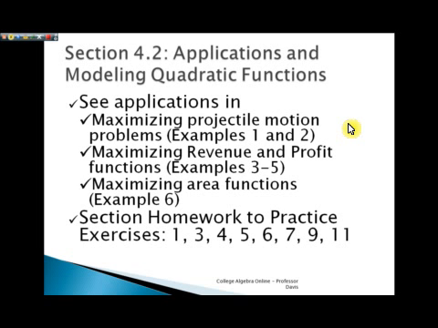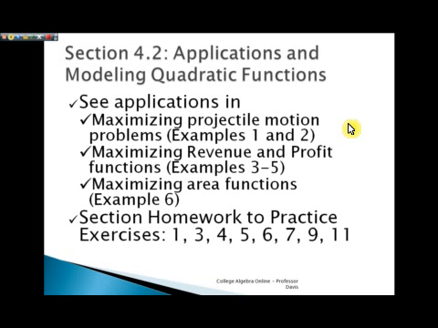And then there's an application on maximizing area functions. Now, you might want to look at that in example 6, and also there's an animation that will help you there too. So for homework to practice exercises, we want to do problems 1, 3, 4, 5, 6, 7, 9, and 11. Those start on page 176 in your summary notebook, and ebook screen 4.2-24.